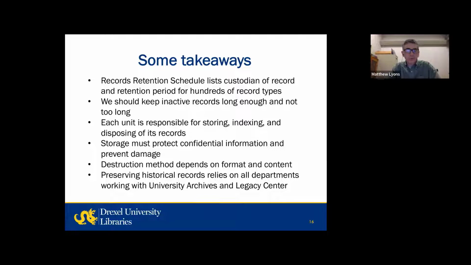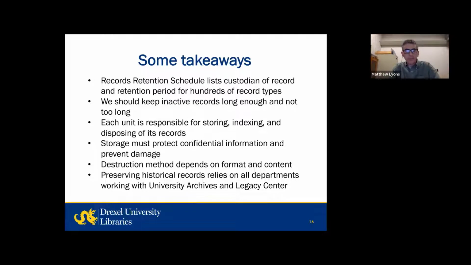Each unit is responsible for storing, indexing, and disposing of the inactive records for which it is the custodian. And within each unit, the department head has overall records management responsibility, while the records management administrator manages the implementation details. Methods for storing records need to keep confidential information secure and protect against damage due to pests, water, fire, electromagnetic forces, etc. Destruction methods depend on the format, particularly paper versus digital formats, and on the content, with confidential information requiring more rigorous and irreversible destruction methods.